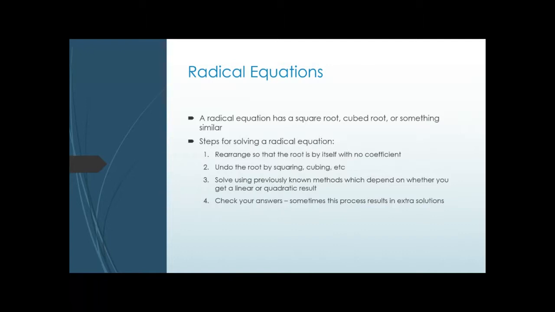When you're solving one of these, what you want to do is get the radical symbol by itself. If it has a number in front of it, you're going to have to divide both sides by that number because you just want it by itself. Then you undo it. If it's a square root, you square. If it's a cube root, you cube. You're going to do the reverse operation to undo the symbol. Then you're going to end up with something that's linear or quadratic, and then you solve using our methods for that.